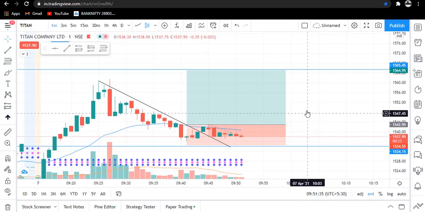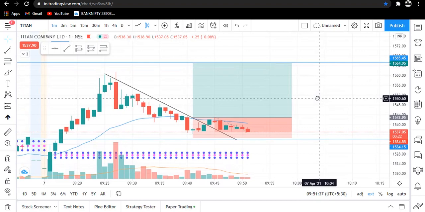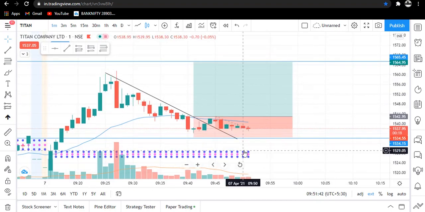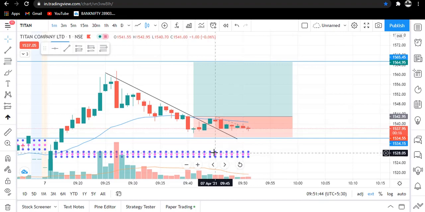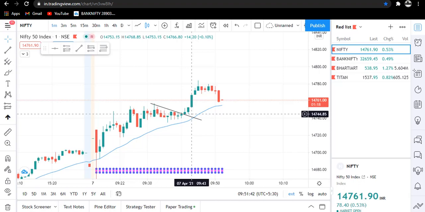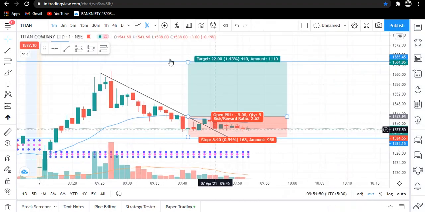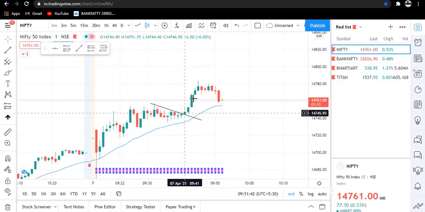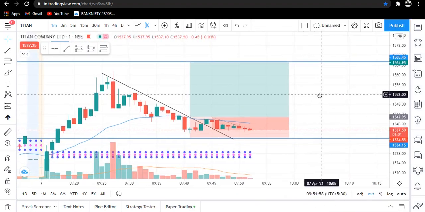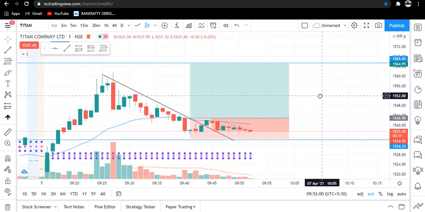Now I came on to the chart of Titan and here also I made a trend line, you can see here. When the stock and Nifty both gave the breakout of this trend line, you can see Nifty gave the breakout and went upside, very good. But in Titan, it gave the breakout but a good momentum for the upside is not showing here.